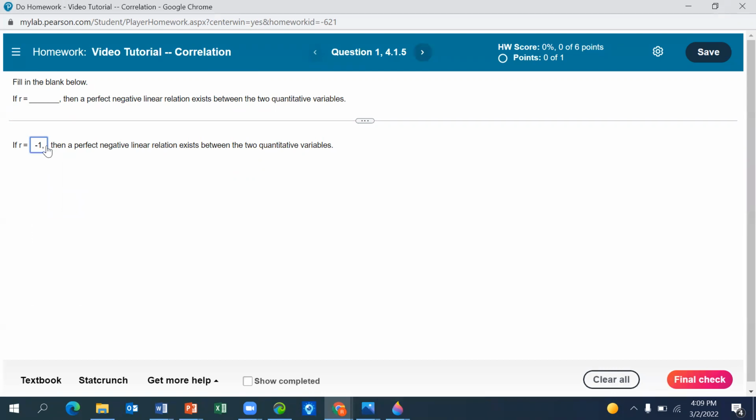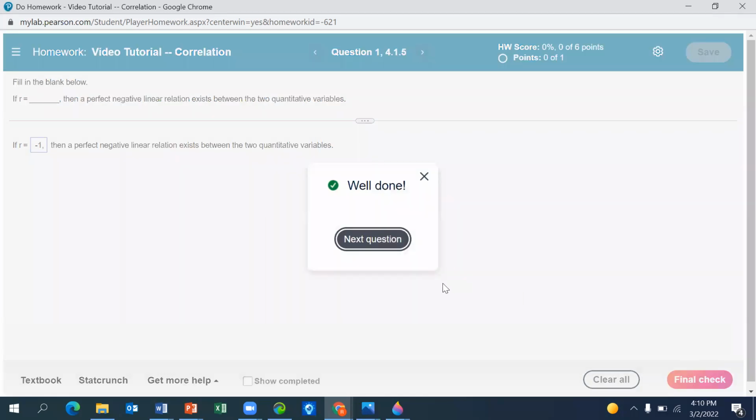Some of the answers here are not possible. These two are not possible, okay? So R is -1, that gives us a perfect negative linear relation, okay?